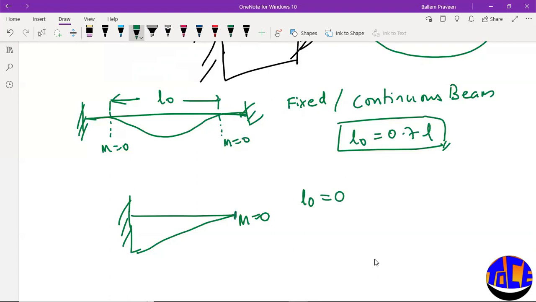So at only one place the moment is 0, at the other end the moment is not equal to 0. So for cantilever beams, your L0 is equal to 0. Remember that.